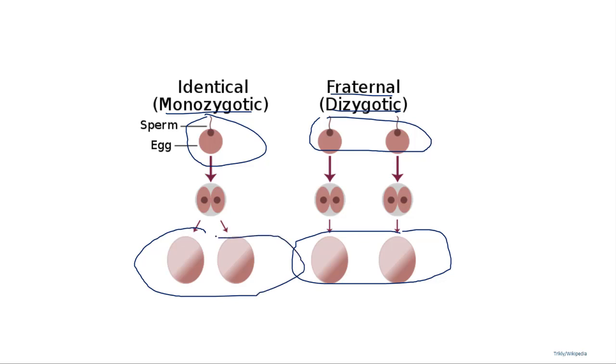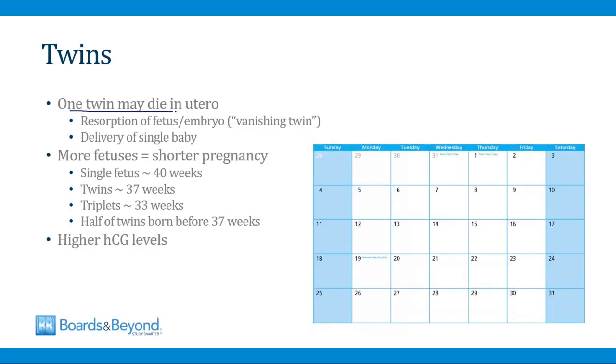You should be aware that one twin can die in utero, and when this happens, there can be resorption of the fetus and embryo. This is called the vanishing twin. And after one twin dies and is resorbed, there will be delivery of a single baby. Because we use ultrasound so early in pregnancy these days, sometimes a twin pregnancy is identified, but as the pregnancy progresses, one twin dies, and ultimately the woman gives birth to a single baby.